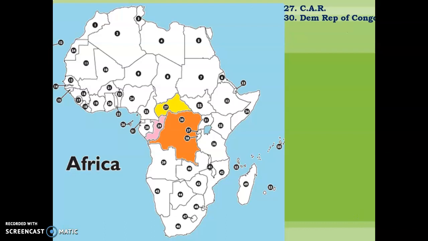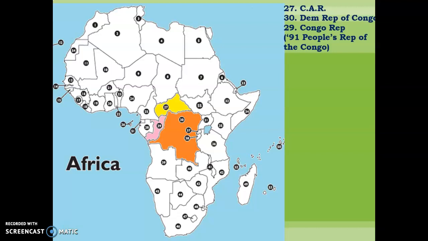All right, the pink one, or number 29, which is to the west of the Democratic Republic of the Congo, is the Congo Republic. It too is also along the Congo River, so it should be really easy for you to remember these two if you know where that river is located.